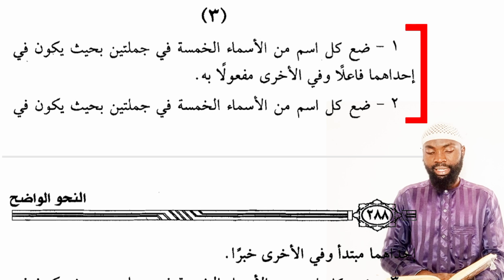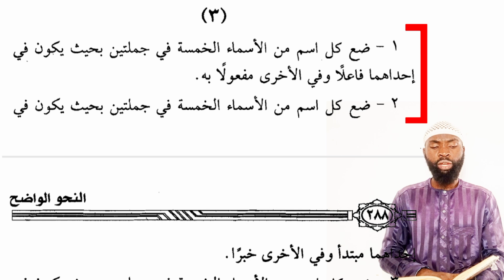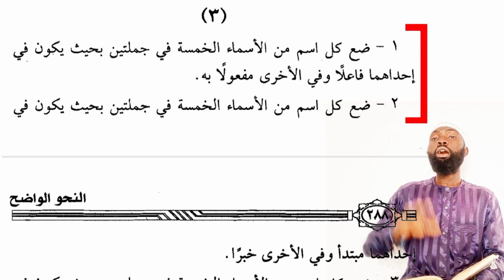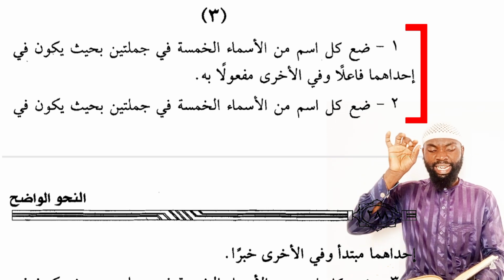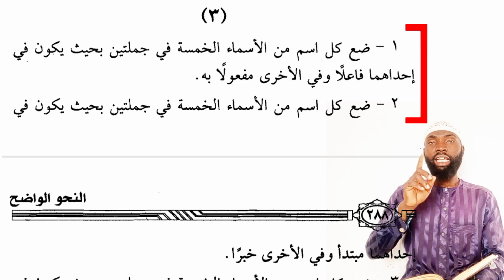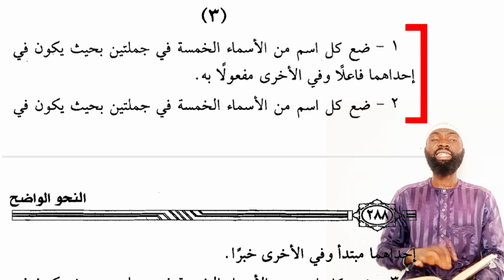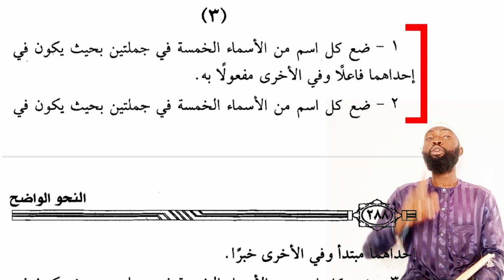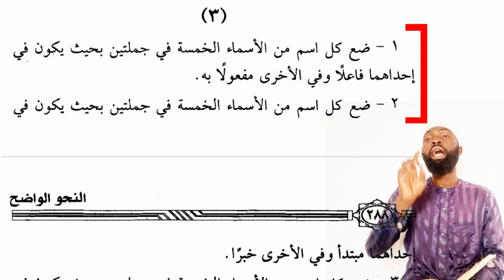Exercise number 3 says, number one of it says, ضع كل اسم من الأسماء الخمسة في جملتين بحيث يكون في إحداهما فاعلا وفي الأخرى مفعولا به. All of the 5 nouns that we have mentioned, use all of them in 2 sentences, in a way that sometimes it will appear as subject of the sentence and in another sentence to appear as the object. I'm going to use one and you can go and use the remaining 4. The one I'm going to use is the word hamu.